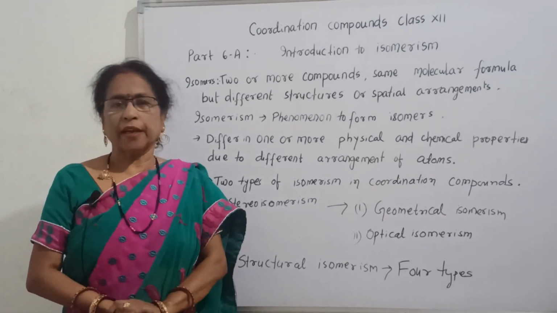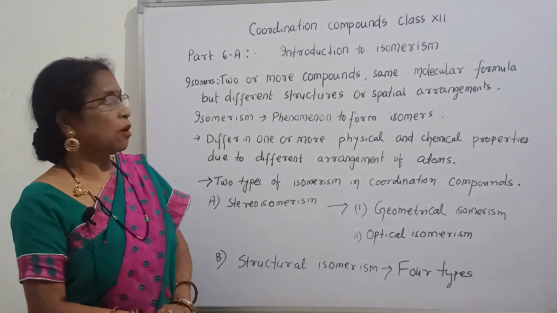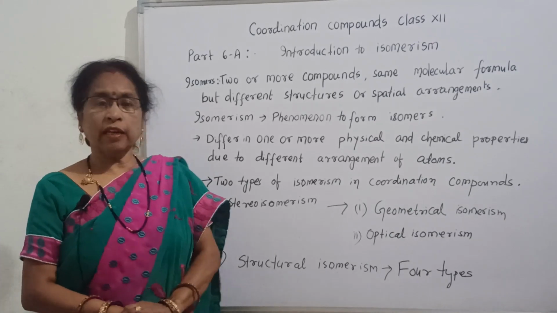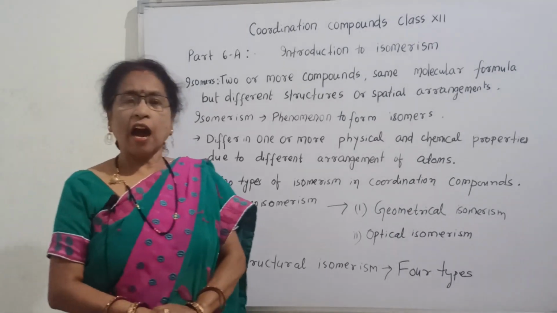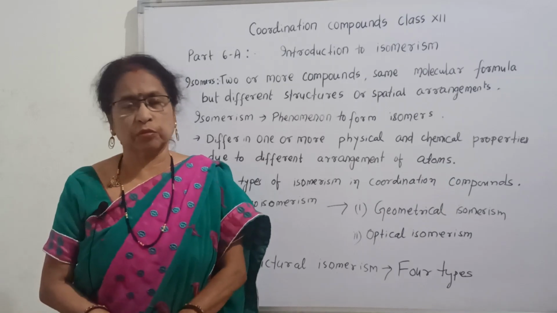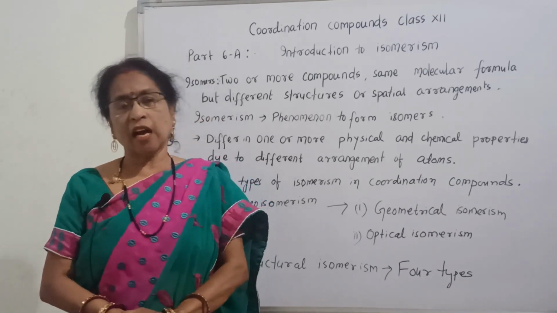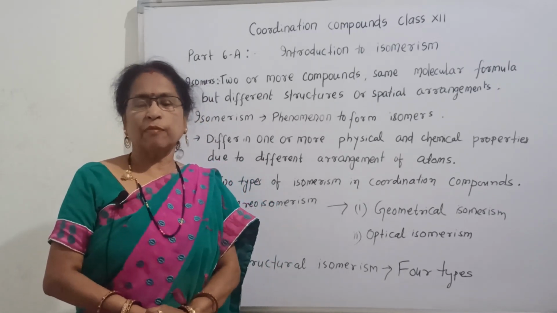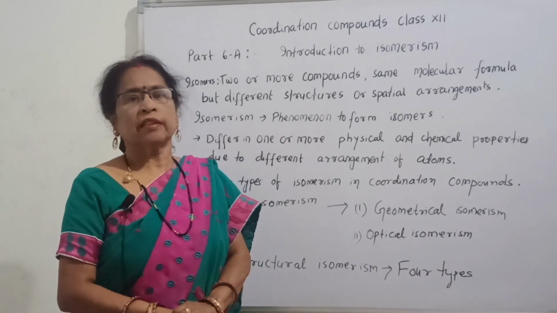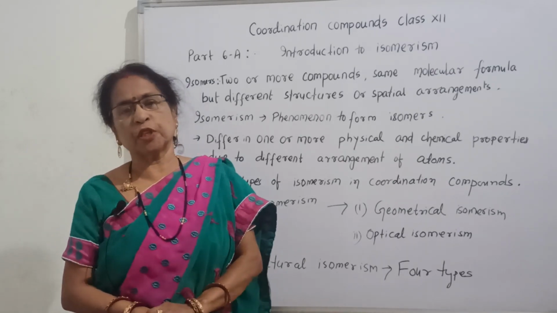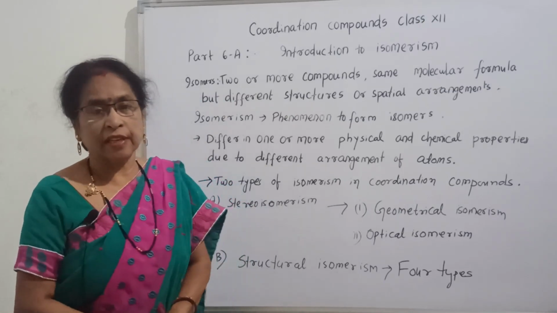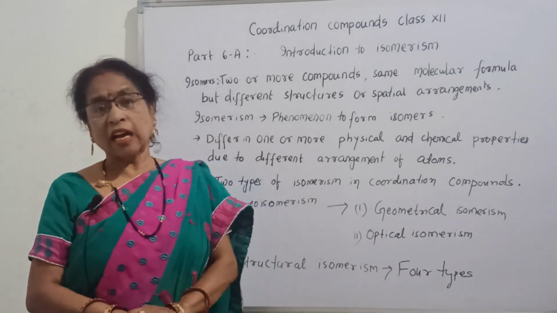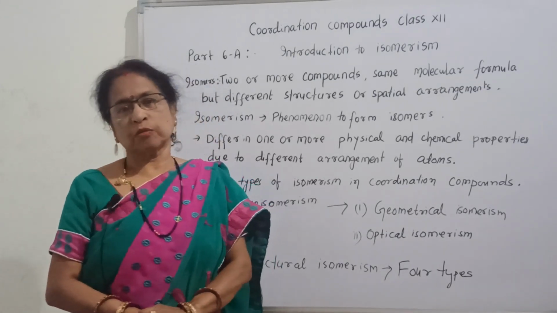Now I am going to explain coordination compounds, the chapter for 12th science, according to the CBSE syllabus. This is part 6a, isomerism in coordination compounds. The question is, what is isomerism? Now it is related to coordination compounds. In organic chemistry also we read about different types of isomerism. Now we will see isomerism in coordination compounds.